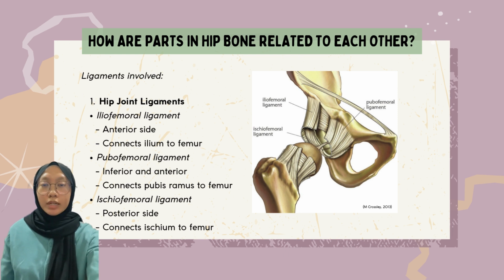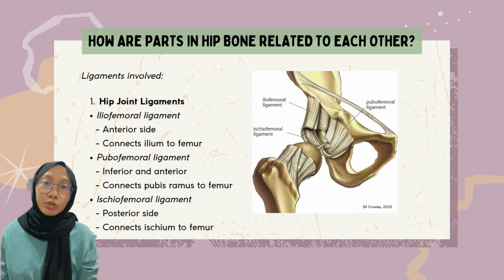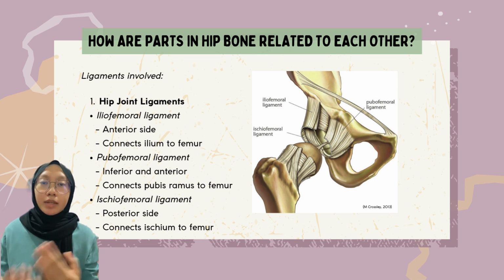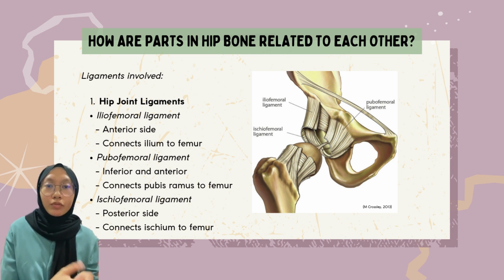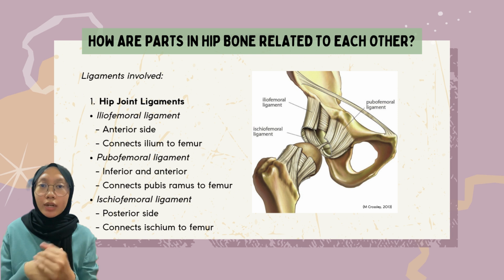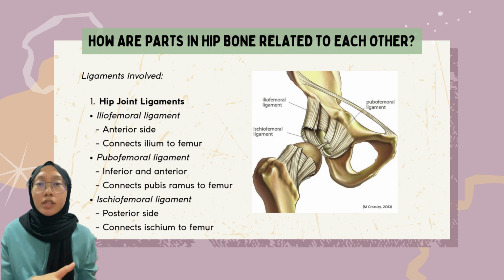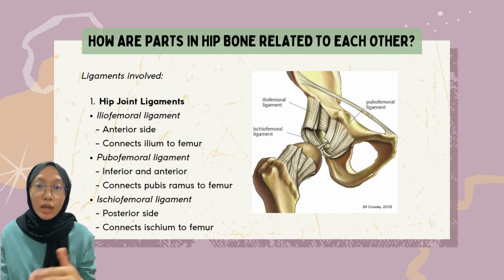Next, we have the pubofemoral ligament, which is also located at the front, but it is more towards the bottom of the hip joint. And this ligament connects the pubic bone to the top of the femur. This ligament helps to limit how far your leg can move out to the side, which we call abduction, and how far it can move backward. It protects the joint from stretching too much or going too far in those directions.